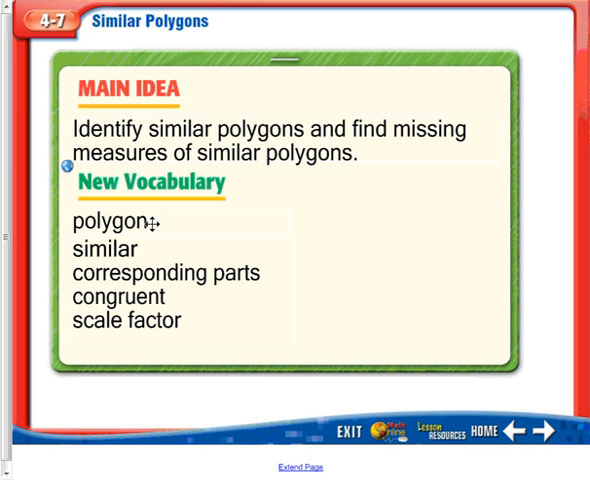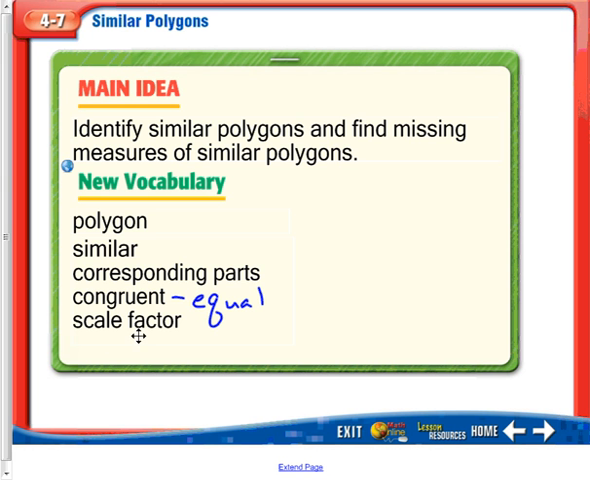We're talking about squares, rectangles, anything with a line segment, and there can't be any gaps or any overlaps with the line segments. Similar is a specific word that we'll get into on the next slide. Corresponding parts, again, we'll talk about that on the next slide. Congruent is a word that also means equal. So if two sides are congruent, they are both the same size.